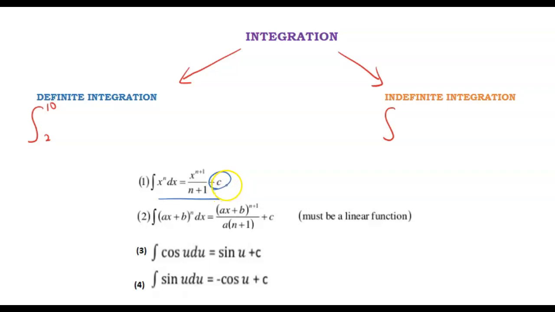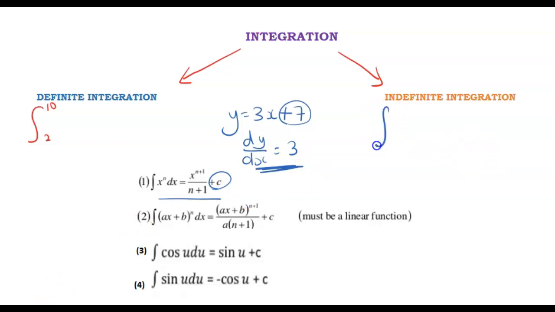Now this plus c comes about because, say we had to differentiate y is equal to 3x plus 7. Well then that will simply mean dy/dx is equal to 3. Now this 7 became a 0. Now if I were to integrate this here, then I will get this. The integral of 3 with respect to x will end up being 3x, and then I will always add on a plus c. So I'll get 3x plus c.